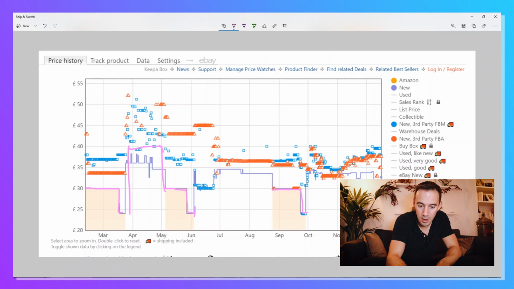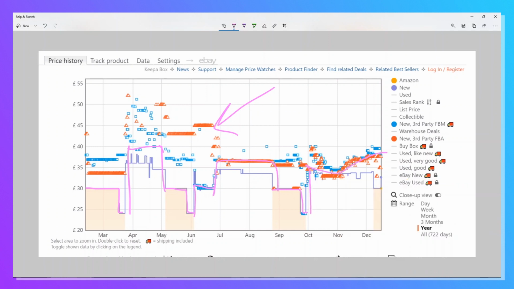If I came back along again, I'd probably say this FBM price is right. Why? Because the FBA price is way too high versus the FBM, so I'm not going to choose that one. I'm going to choose the FBM price. Then I'm going to come up, and I can see this is pretty much where it is. Then I'm going to draw it going up, and then it's going to come down to Amazon. When Amazon's off the listing again, I'm going to go across.